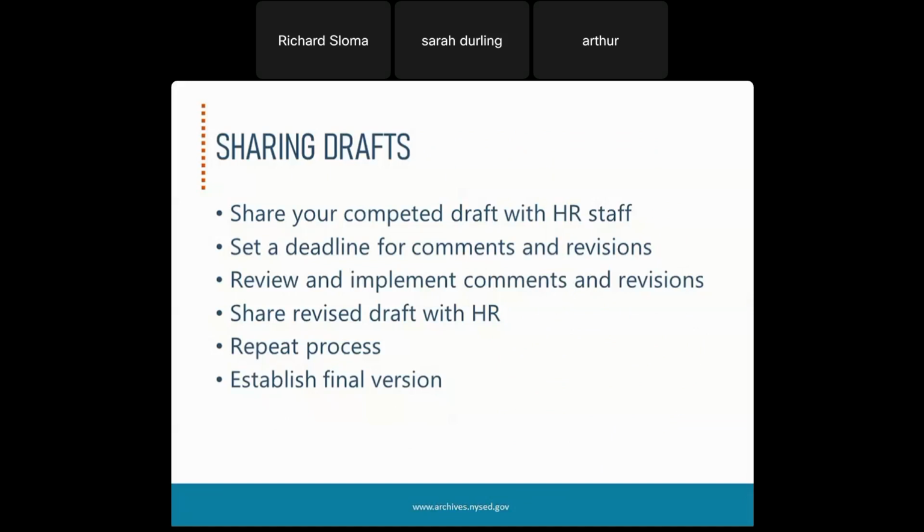You do want to set a deadline for comments and revisions because if you send things out into the void without a deadline, you sometimes don't get them back. I don't know if anybody else has experienced this. So set a deadline for comments and revisions, and if you hear from them, you go back, you review, you implement, you send back that draft so they can approve it. If you don't hear back from them or they say, hey, this is awesome, we don't have anything to add, then you can establish that as your final version and set that up to distribute to your organization.